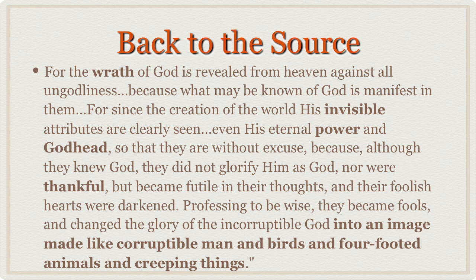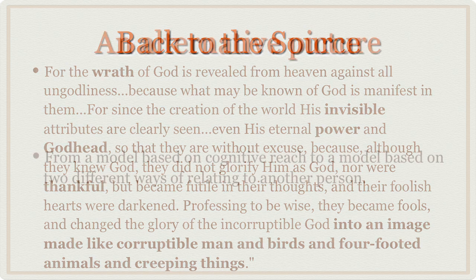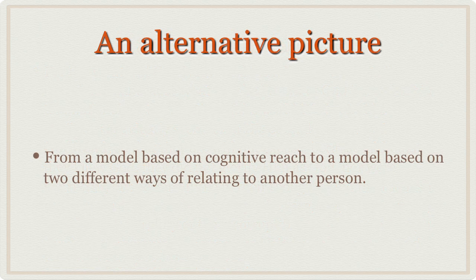The emphasis is on the appropriate sort of social emotion that one ought to take to someone who's properly placed at the head of a social dominance hierarchy. This sort of thing. And we have an expectation here that there ought to be schemas that creep in that are associated with other human beings and other animals that somehow are inappropriate. So what I want to suggest as a helpful paradigm shift is moving from models based on cognitive reach to models based on different ways of relating to another person.